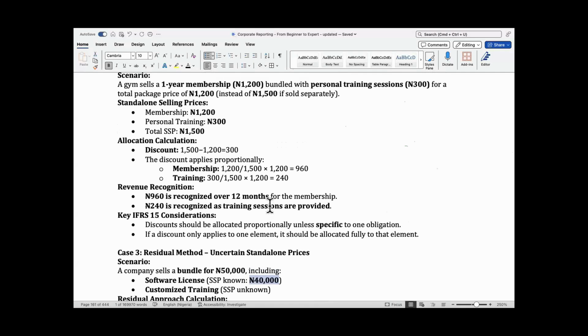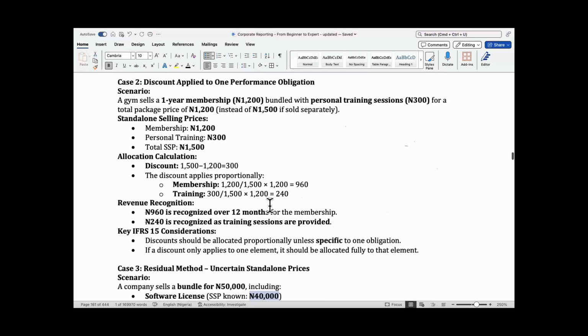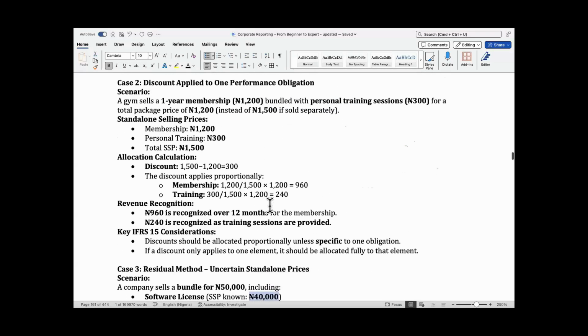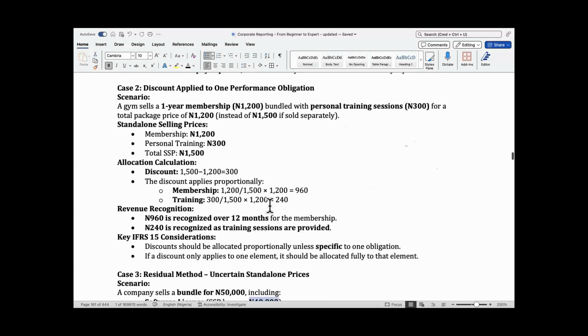The key idea is that you recognize revenue over the period at which you offer the service. So the same thing goes for the other question too. Membership and training, 960 over 12 months, 40 over 12 months. Exactly.